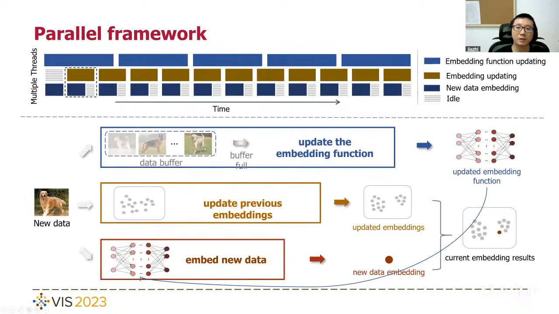With this strategy, the three modules are computed in parallel without a dependence on each other. The embedding function updating is most time-consuming, therefore its frequency is the lowest. The embedding updating and the new data embedding are frequently conducted to deal with streaming data.